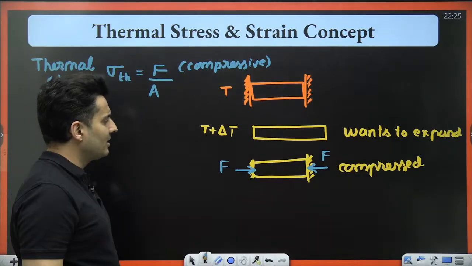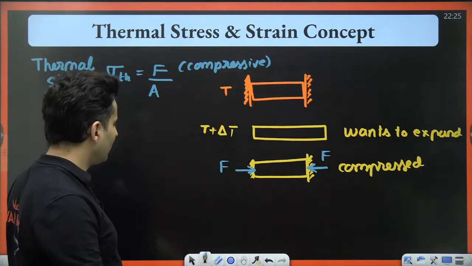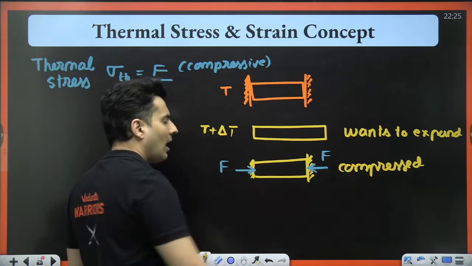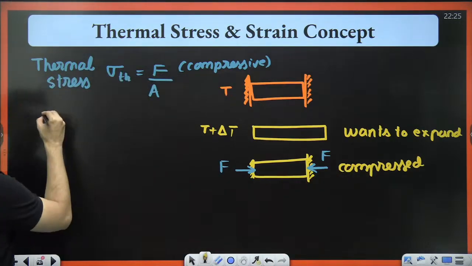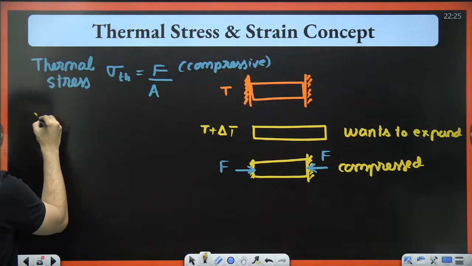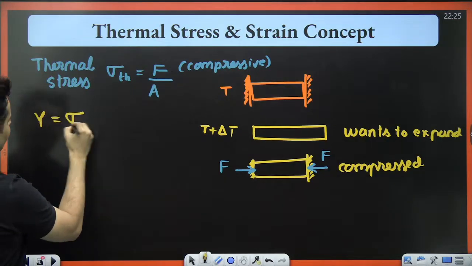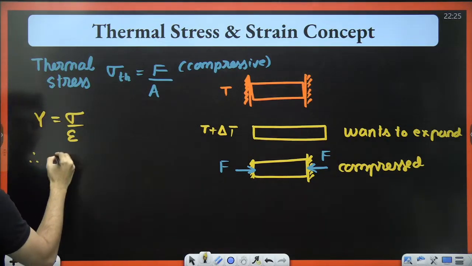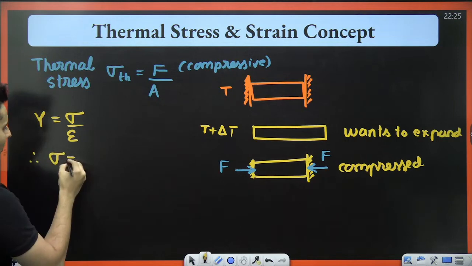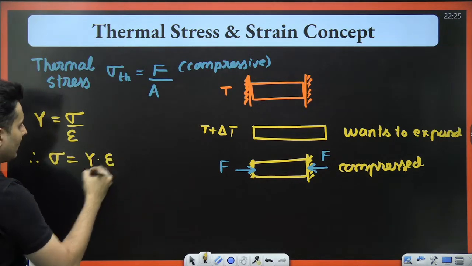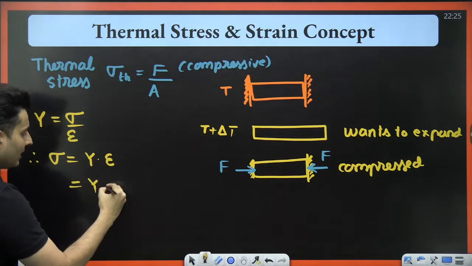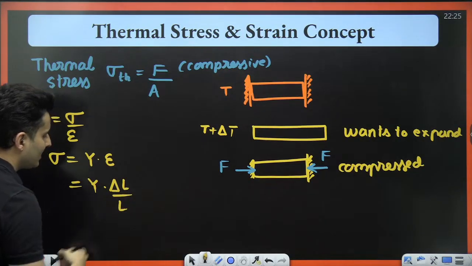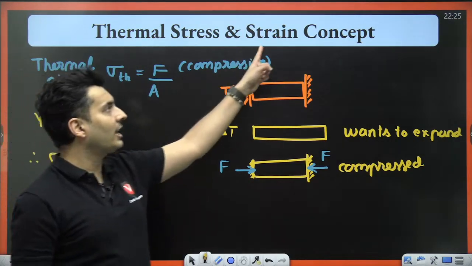Okay, how much is it? We can easily find it out. It is not that difficult. How to do it is, remember Young's modulus is stress by strain. Therefore, sigma is Young's modulus into strain. Strain is change in length upon original length. This is the thermal strain.